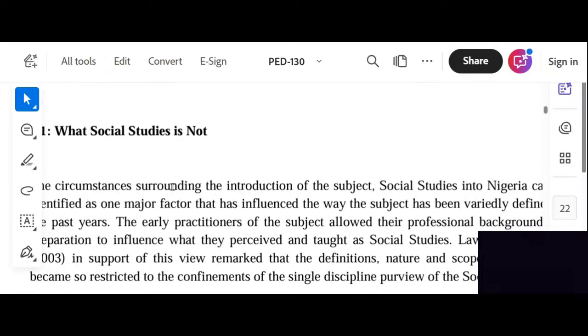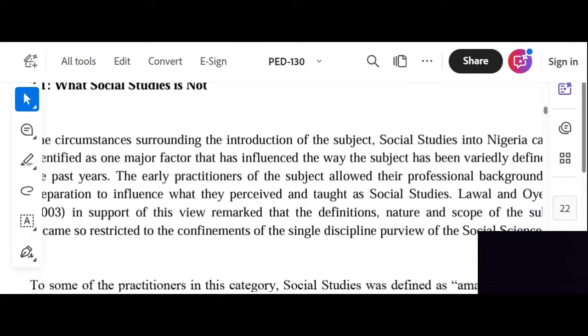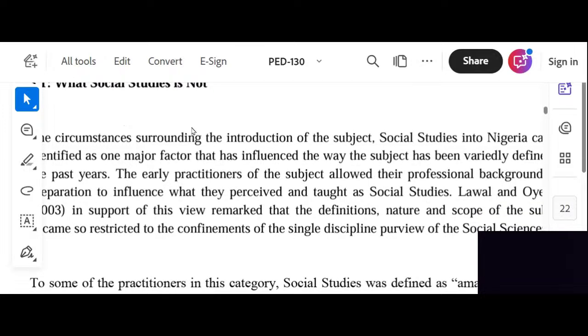So now, let's say what social study is not. Like you've learned from the learning outcomes that you will know what social study is not and what social study is. Let's look at what it is not as the first thing we'll be talking about today.